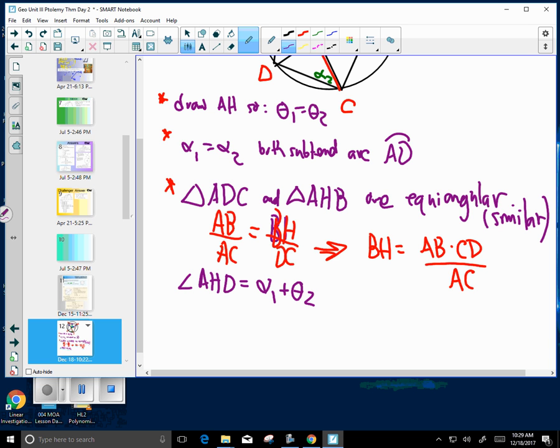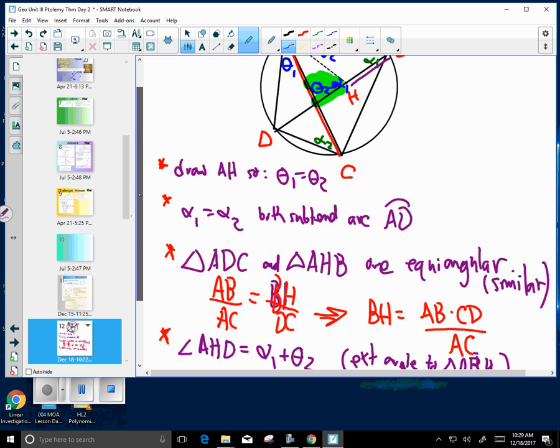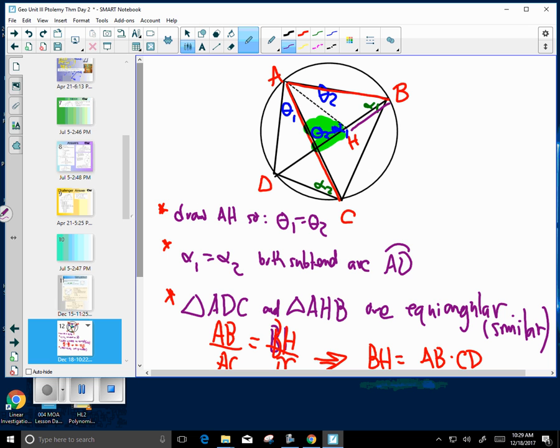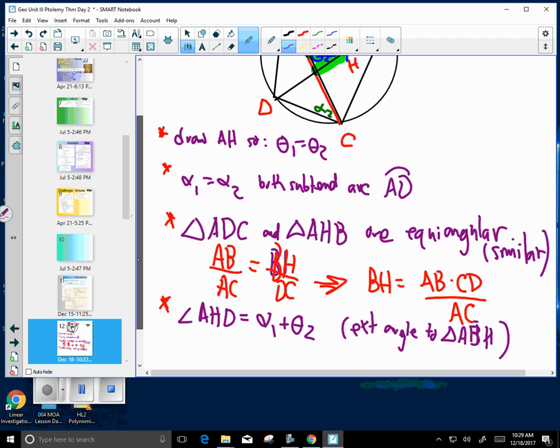And you can explain that as an exterior angle theorem to triangle A, B, and H. Just to remind you of that one. This is a good time to remind you of that. If these two will be equal to this one in green because those two have to be 180 minus to get that, and that's the supplementary. All right.